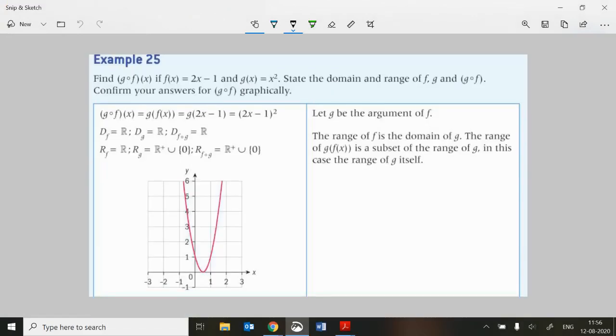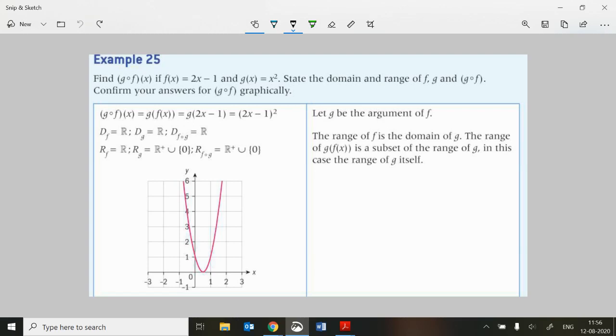So g of f of x is basically saying, let's substitute f of x into g. Well, what is f of x? It's 2x minus 1. Let's substitute it into g. What's g asking us to do? It's asking us to square that. So let's replace x by 2x minus 1. That is super simple.